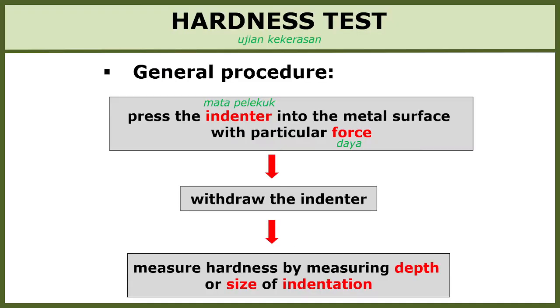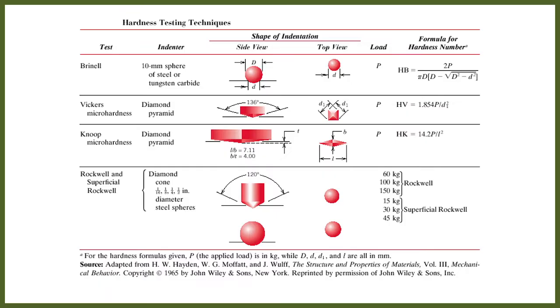Then the general procedure of hardness test. First, press the indenter, which is very small, into the metal surface with a particular force. Then after pressing the indenter, withdraw the indenter away from the material. Lastly, measure the hardness by measuring the depth or size of the indentation. Just a simple step. There are several types of hardness testing: Brinell, Vickers, Knoop, and Rockwell.